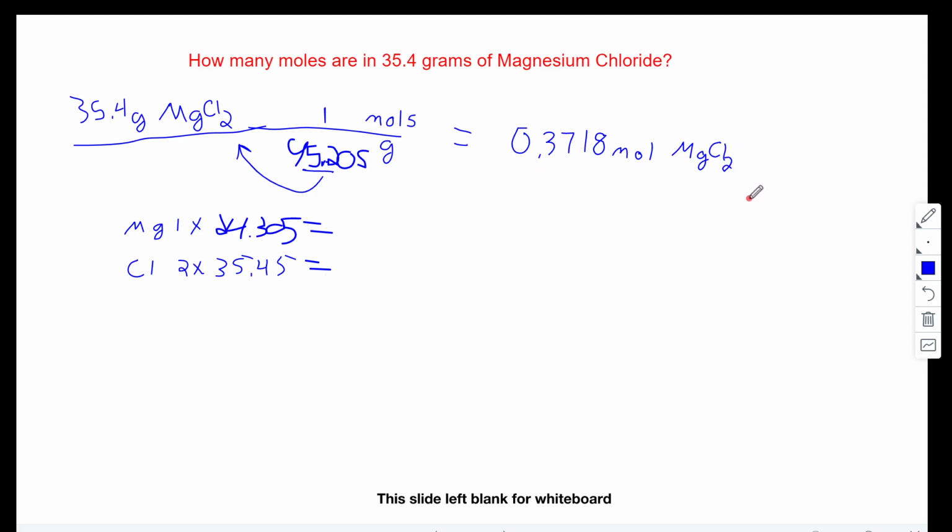Alright, so here we have our moles of MgCl2, and we have to round it out, 0.372 moles MgCl2. Okay, and that is how we solve for moles using molar mass. Okay, now this particular one, it is the most important one to memorize because it's going to be used the most often. So just keep that in mind as you're going through the practice here for today.